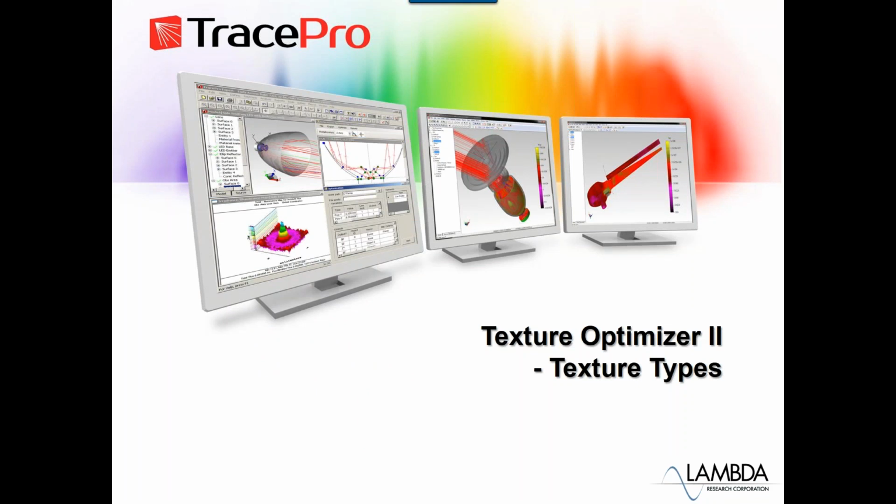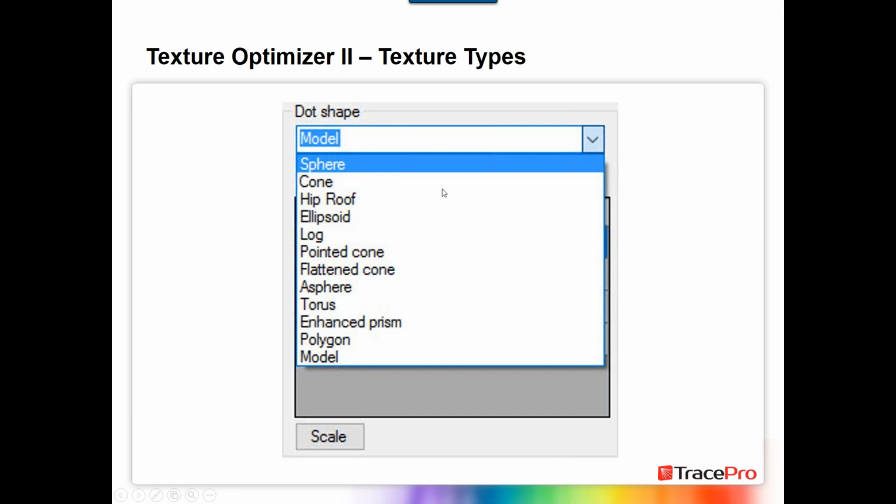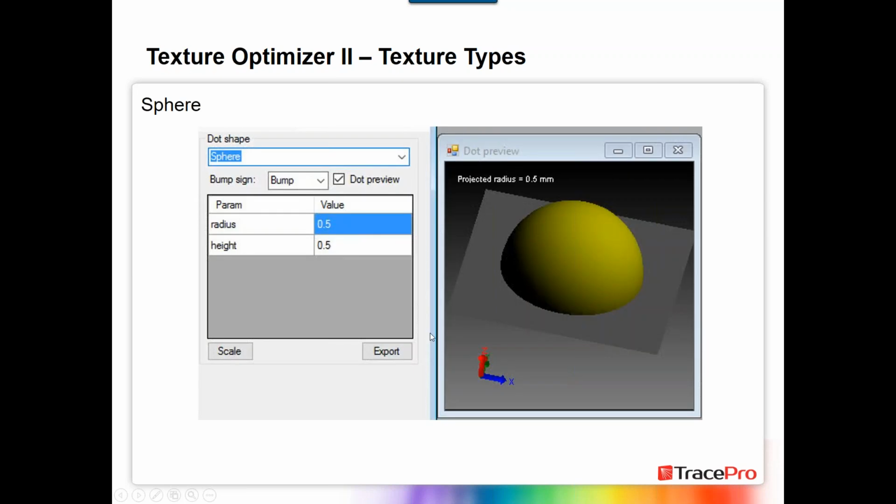So let's start to dig a little bit deeper. Let's talk about the texture types, and we'll go through this rather quickly here. These are the texture types, defined here in the dot shape section of the dot generator window. As I mentioned a couple slides ago: sphere, cone, hip roof, ellipsoid, log, pointed cone, flattened cone, A-sphere, torus, enhanced prism, polygon, and model. I'll just show you little screenshots of what each of those is.